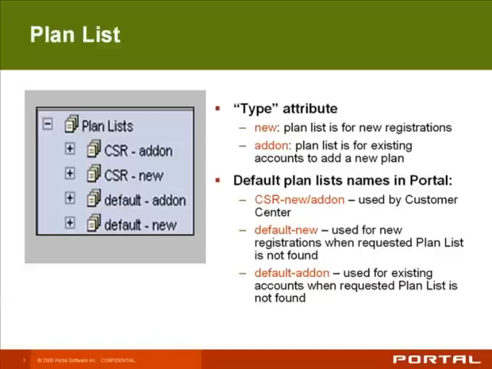Two slides ago, I mentioned that there are plan lists for new and existing customers. The type attribute allows you to define if a plan list is a new or add-on plan list. New customers will only be presented with plans that are in the CSR New plan list, and existing customers will only be presented with plans in the CSR Add-on plan list. It is perfectly fine to place the exact same plans in each plan list. You can easily customize Portal to contain any number of plan lists.